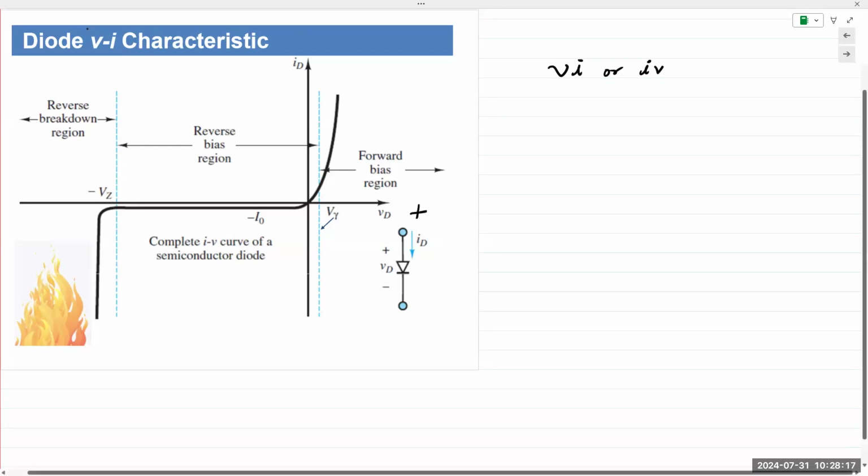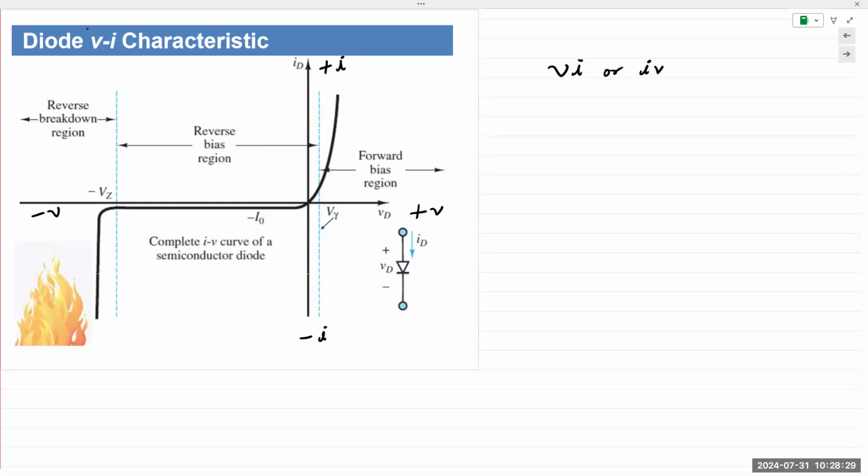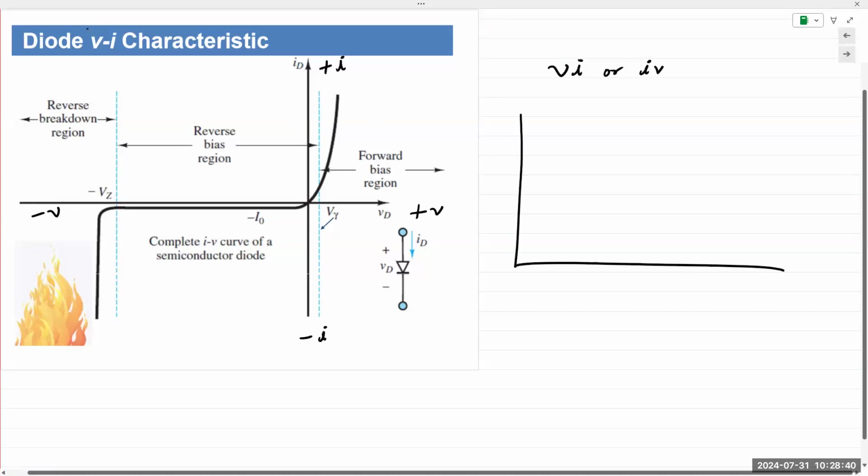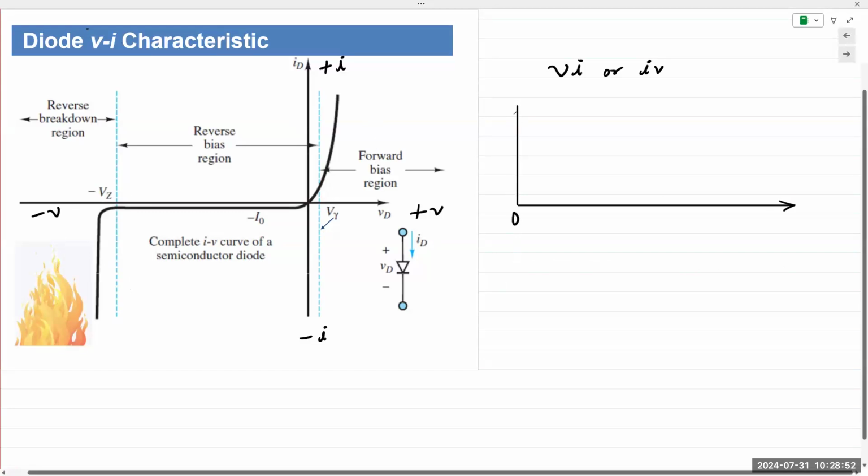So this is the positive voltage. This is the negative voltage, negative current, positive current. First quadrant, positive voltage results in a positive current. Now, these are exaggerated. They are not on the same scale. In the forward bias, if I was to expand the curve on the x-axis, and let's say this is 0 and this is 1 volt, then a diode characteristic would look something like this.